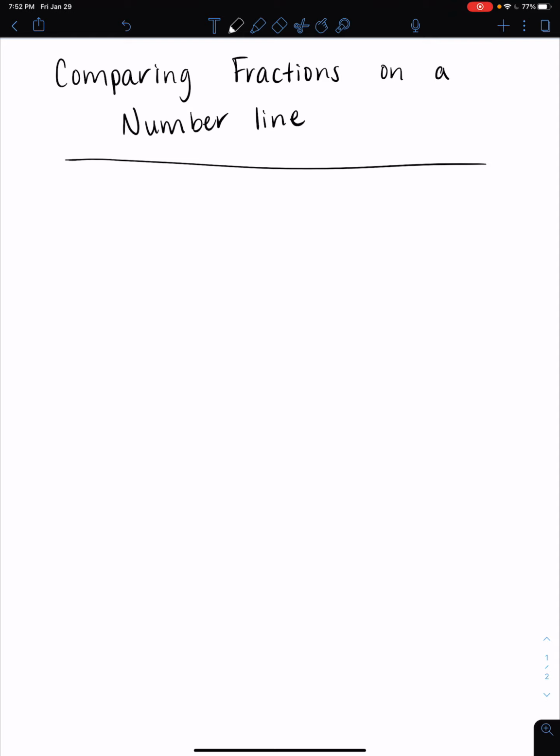So today we're going to start with comparing on a number line. So let's start off, and you can put this comparing fractions on a number line at the top of your page for your notes. And let's just start out with the fractions 1/4 and 1/8.